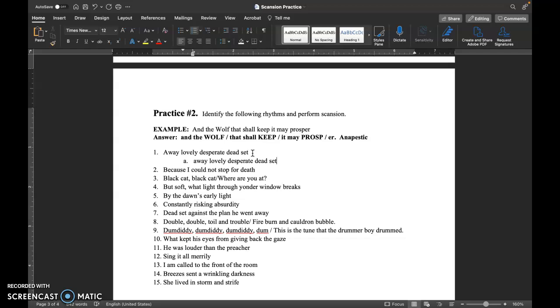Okay, so when I look at "away," I know "away" is 2 syllables, so I'm going to just separate them for now and stop the darn autocapitalization. Lovely, lovely, that's 2 syllables.